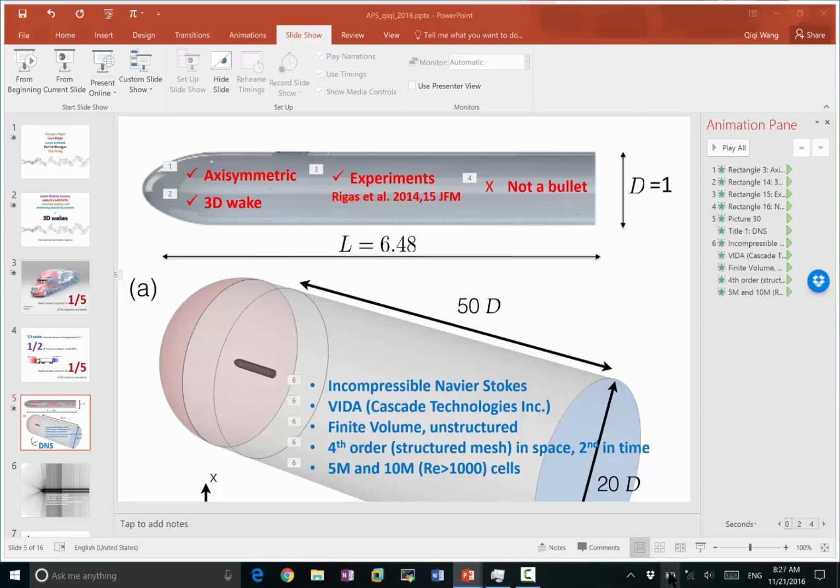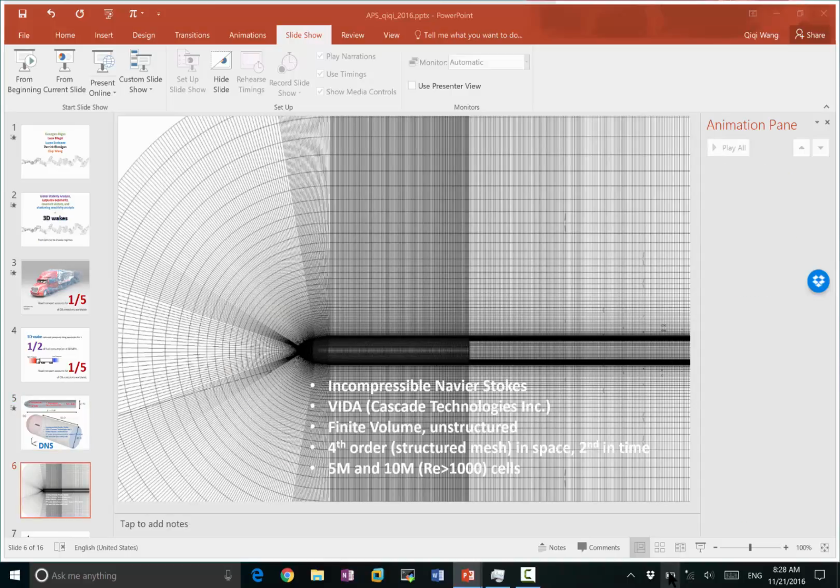And we used direct numerical simulation to study this bluff body, and this is our domain. We used the incompressible Navier-Stokes solver called VIDA. It's a finite volume method with unstructured capability, but it is best with a structured mesh and has fourth order accuracy if the mesh is very structured. We use two meshes, one with 5 million and one with 10 million cells. And this is what our mesh looks like.